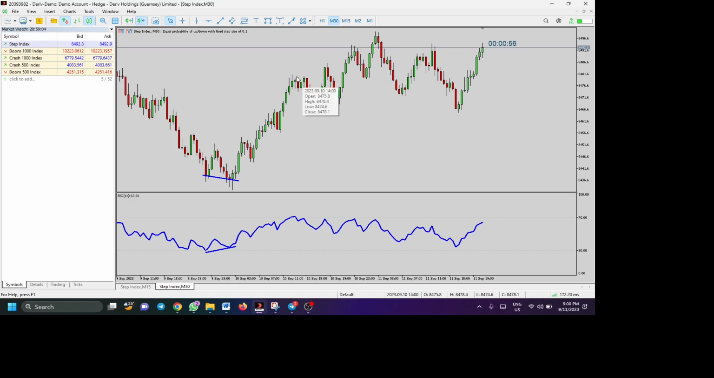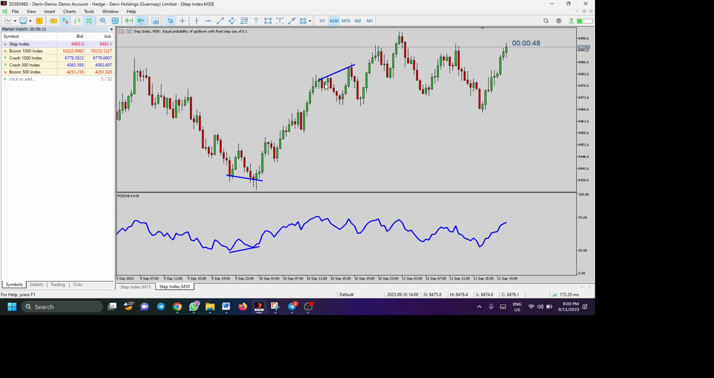If you are looking for bearish divergence, you connect the highs of the bullish candles, and then you compare that to the oscillator levels.